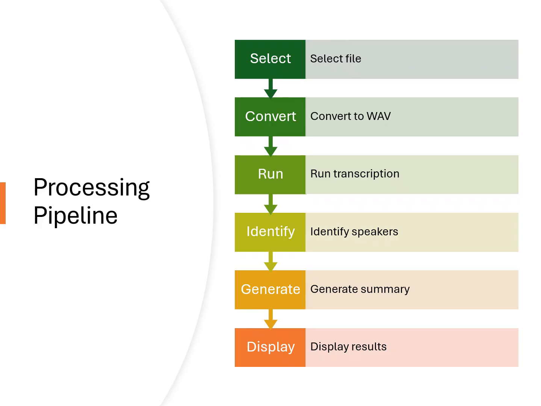After identifying the speakers, the system generates an AI-based summary from the transcript. The goal of this step is to reduce long recordings to shorter and more concise key points. Finally, the completed transcript and summary are displayed to the user through the interface, where the results can be reviewed, searched, and exported if needed. This pipeline allows the system to efficiently transform raw audio into structured and useful information.